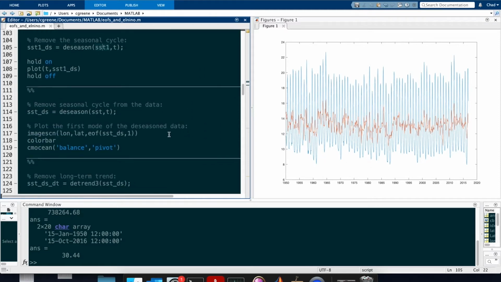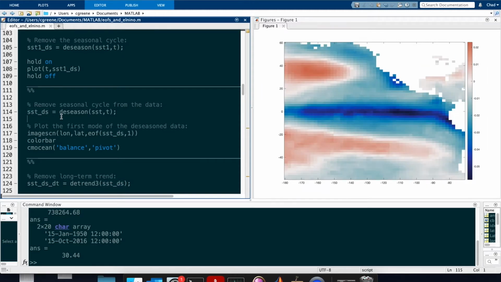Now we can do this for the whole grid, for the whole data cube. Instead of just doing it for a single grid cell, we can apply the deseason function to the entire SST data cube and then output it as something, we'll call it sea surface temperatures deseasoned. And then when we plot the first mode of the deseasoned EOF, then we are already starting to see something like exactly what we would expect, this classic ENSO pattern.